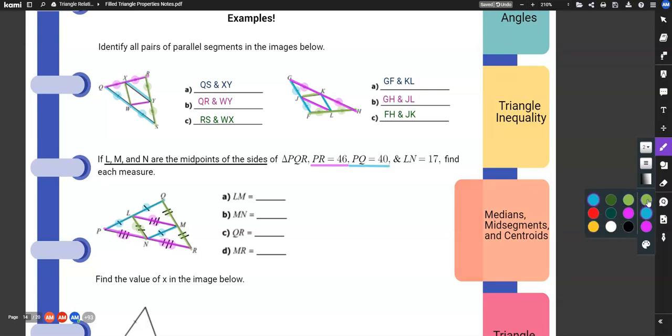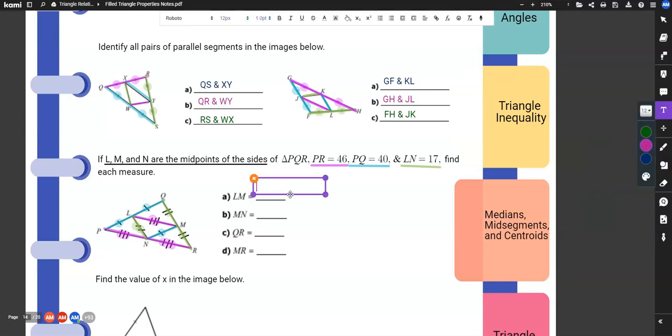And LN is 17. Now the missing side length, we have LM, which is the midsegment that is parallel to PR. So all I will do is take PR and divide it by 2. So I'm going to use my formula tool, and I'm going to put in my division symbol first because that makes it a little bit easier to do PR over 2, which would be equal to 46 divided by 2, which is going to be equal to 23.